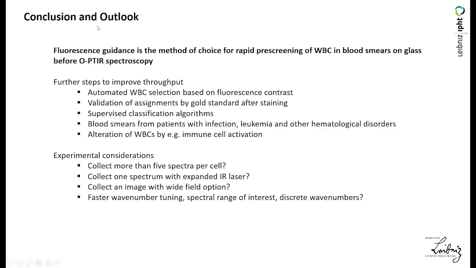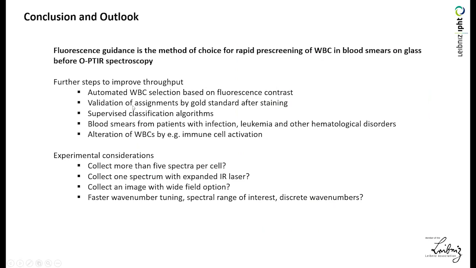Yeah, as a main conclusion, the fluorescence guidance is a method of choice for rapid pre-screening of white blood cells in blood smears on glass before then O-PTIR spectra can be collected. There are some further steps to improve the throughput. First, of course, the white blood cell selection based on fluorescence contrast can be automated. So maybe one field of view after the other can be screened, and then a spectrum is collected from each cell, one or multiple spectra.